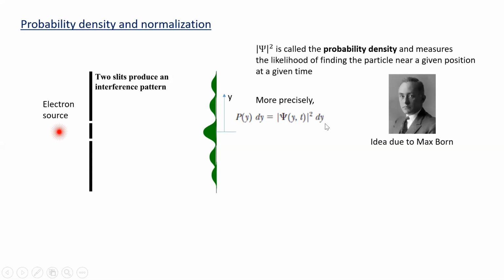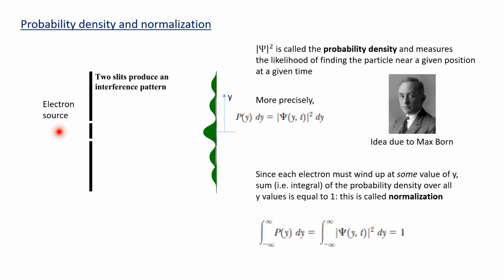And this interpretation of the wave function as the probability density, indicating where it's most likely to find the particle and where not, is due to Max Born, a German who later emigrated to England and was one of the great contributors to the foundations of quantum physics.